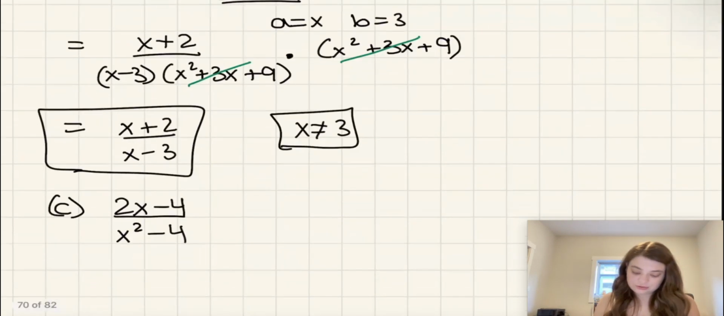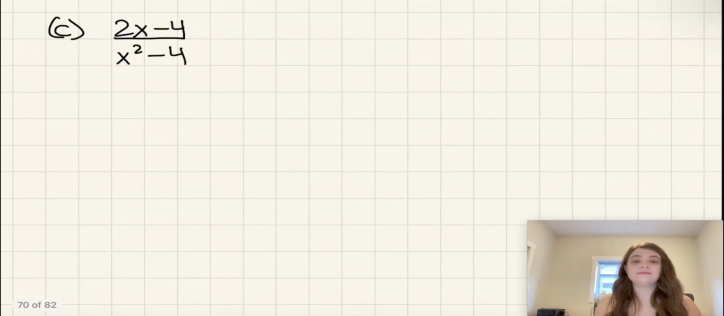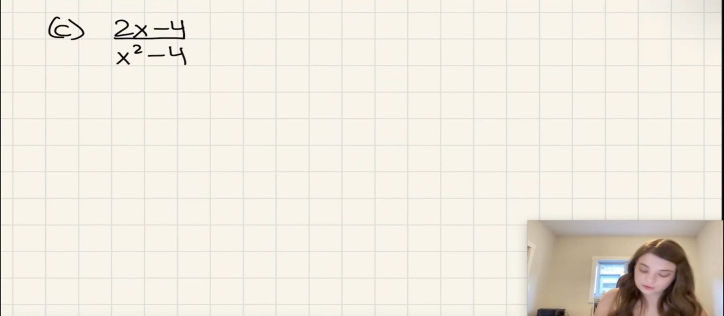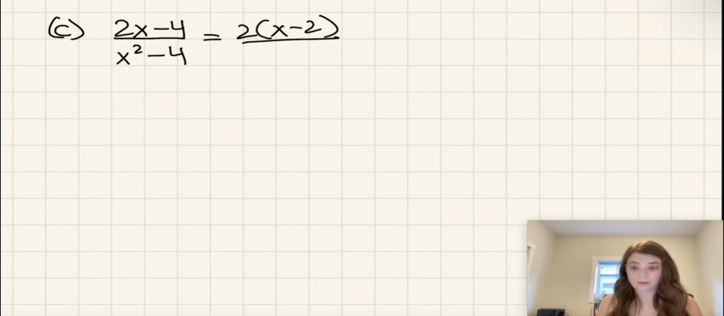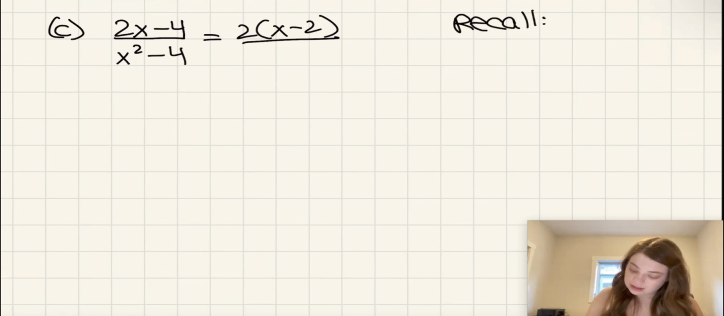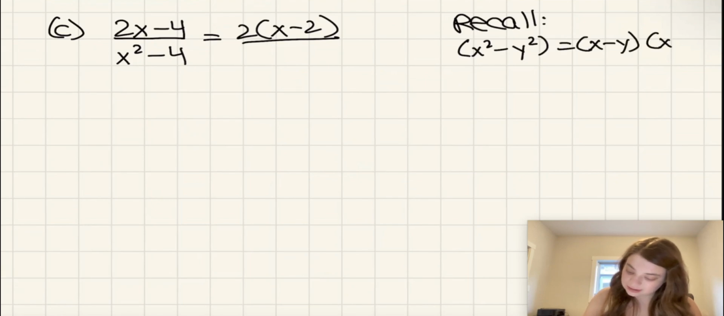Okay, let's do this next one here, part C. So first step, I'm going to factor both the numerator and denominator separately. So for the numerator, all we can really do is just common factor out the 2. For the denominator, we can use the difference of squares formula. So recall that the difference of squares formula is that x squared minus y squared is equal to x minus y times x plus y.